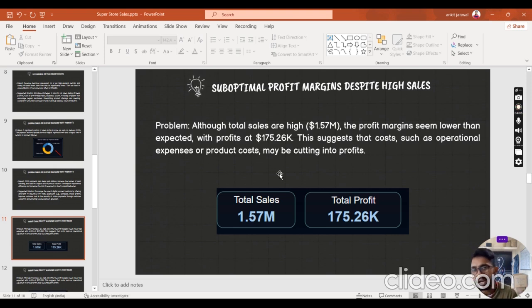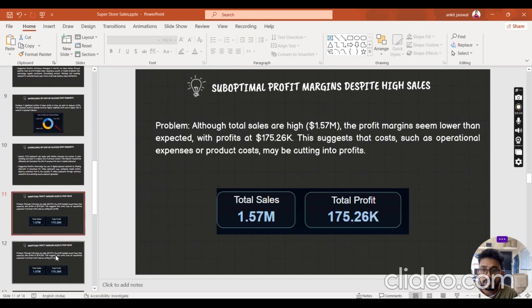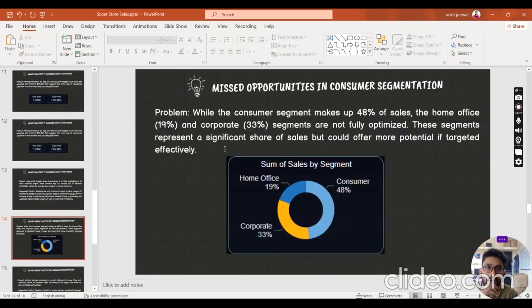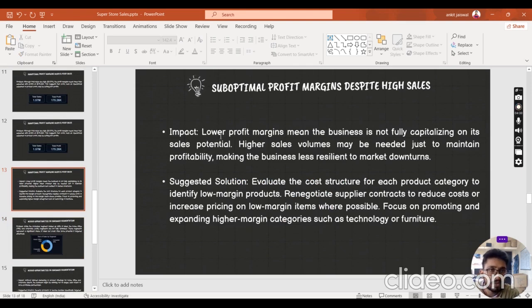Although total sales are $1.57 million, the profit margin seems lower. This suggests that costs such as operational expenses or product cost may be cutting into profits. So I am spending much more on my operational exercises. What's the impact? A lower profit margin, which means I will not have my gross profit. So to maintain my business for a long time, or through market downturns, would be very difficult for me. The suggestion could be to evaluate the cost structure for each product, identify the low margin products and remove them.